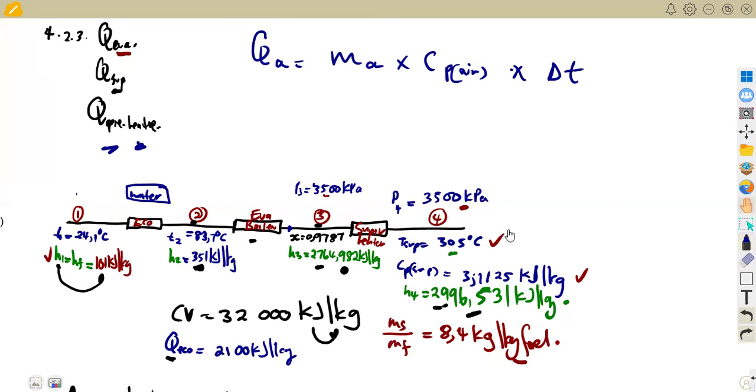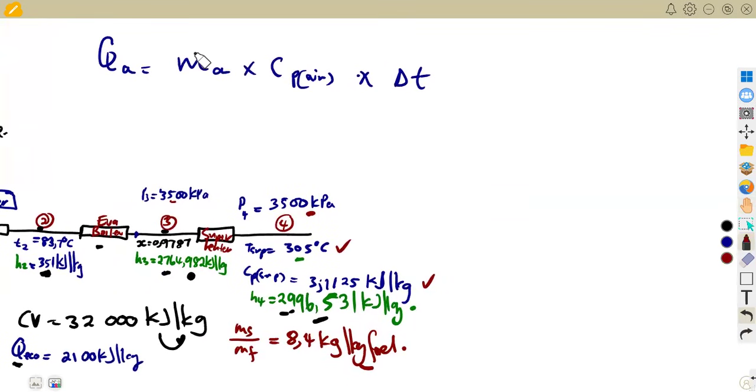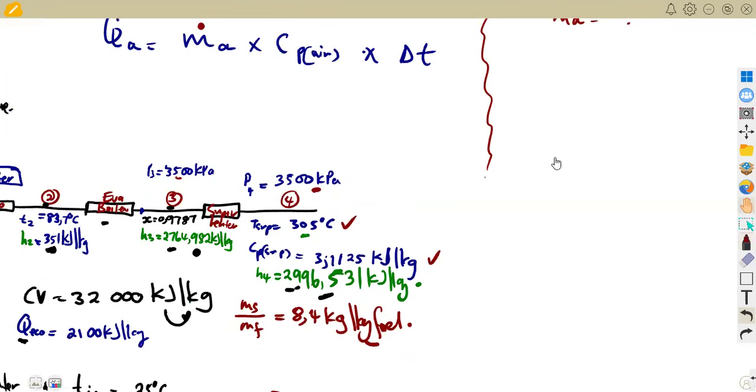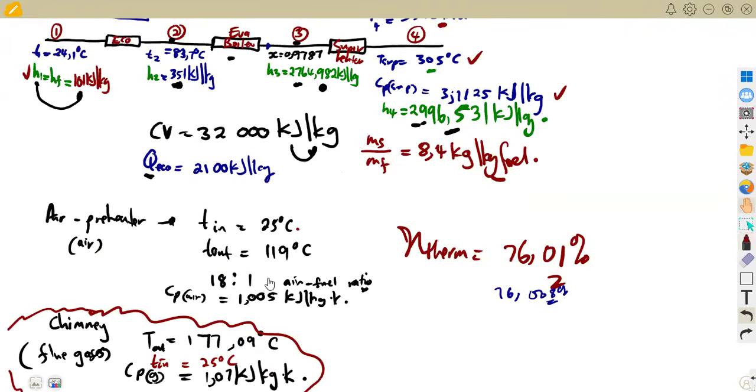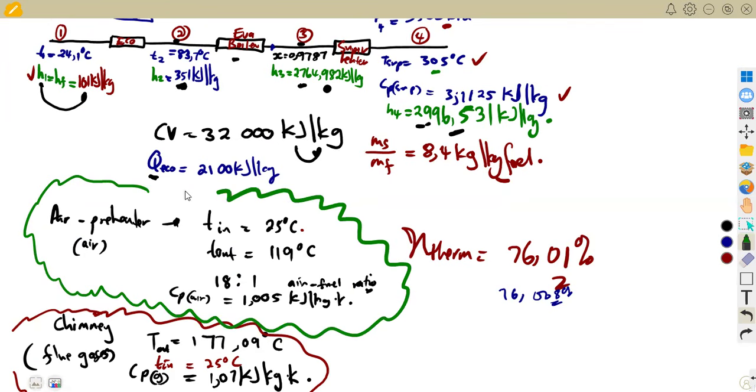So you ask yourself, where do I have this value? Am I having this value? The mass of air, are we having it? No, we do not have. But we are given, remember, the air-fuel ratio. That is where it plays a role. Air-fuel ratio is 18. Remember, guys, I talked about this. This is your air preheater, this one. Your air preheater.